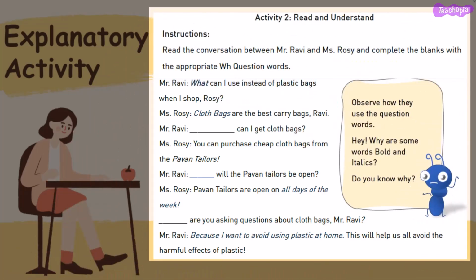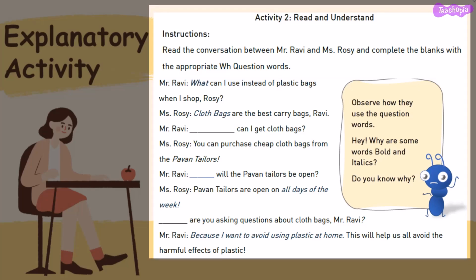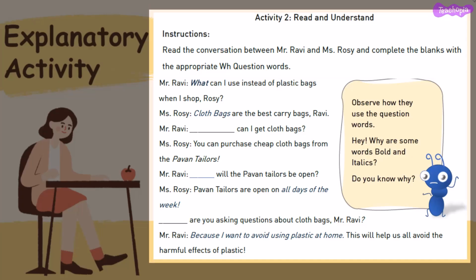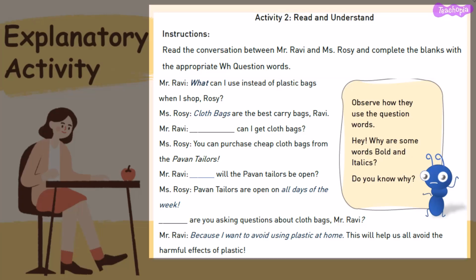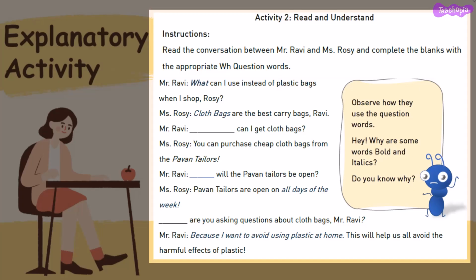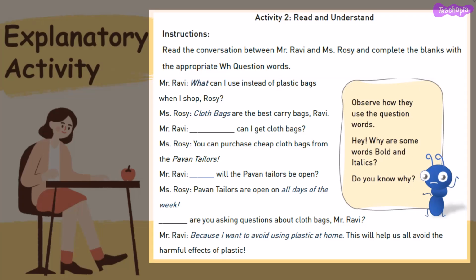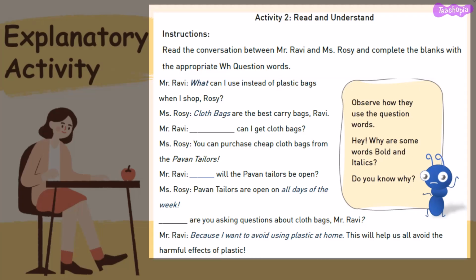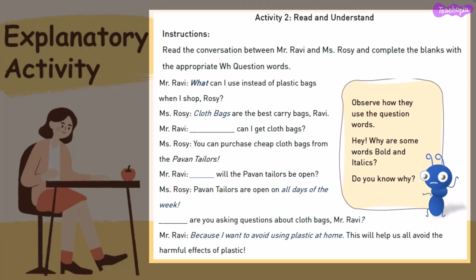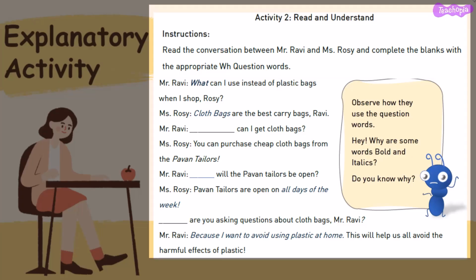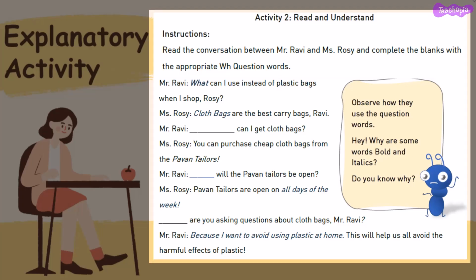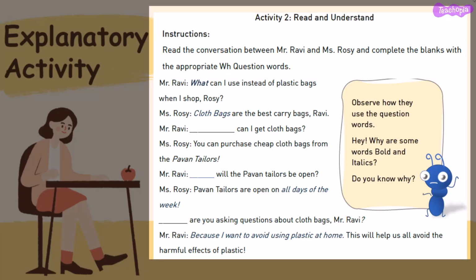Activity 2 is again a conversation between two people. It is for the learners to read and understand. Ansi here is here to assist. It is a dialogue between two characters called Ravi and Rosie, and as they are conversing, there are questions asked by Ravi that Rosie is answering, and there are questions asked by Rosie that Ravi might be answering. It is up to the learners to choose the correct WH question words and fill in the blanks.